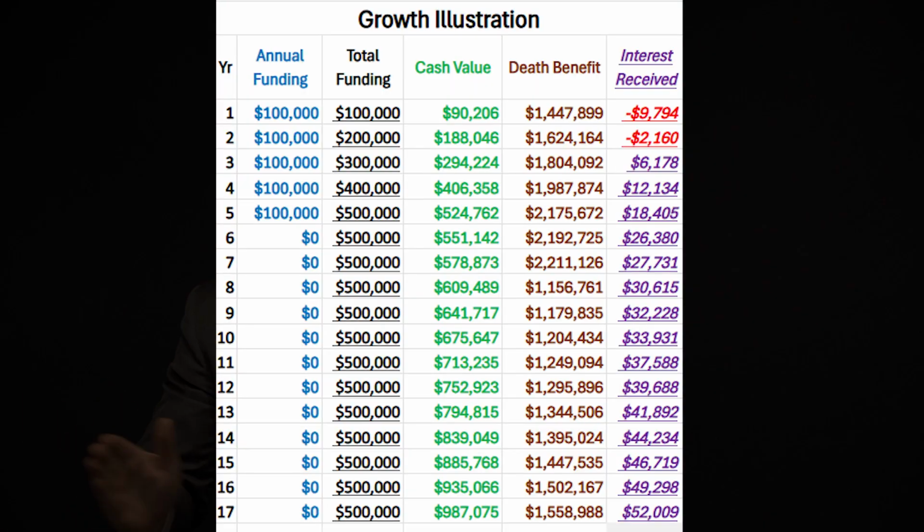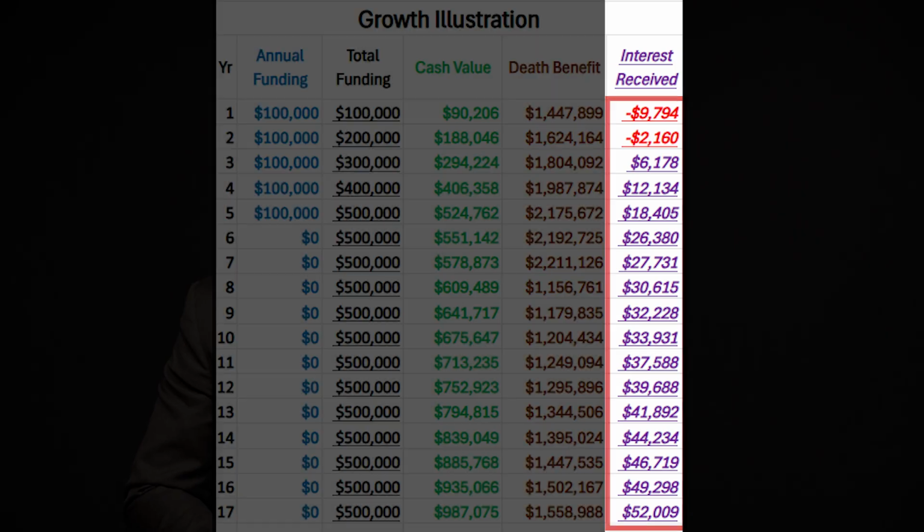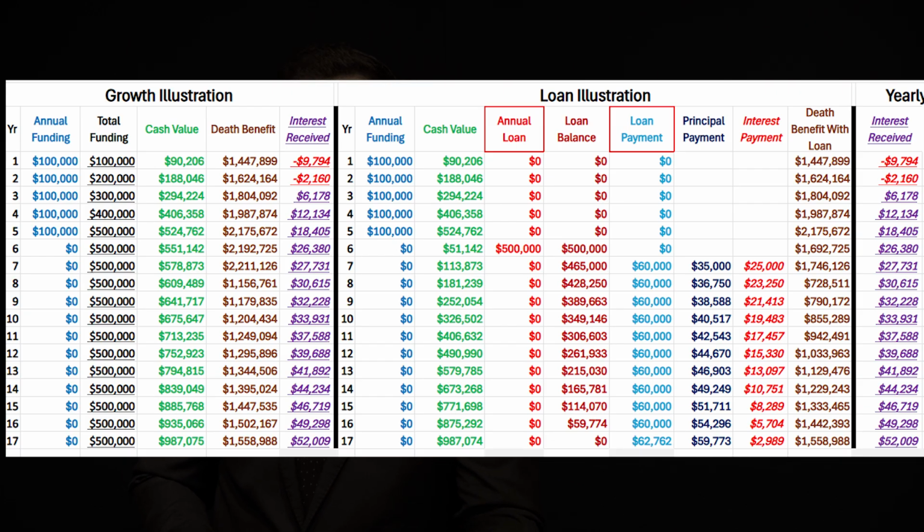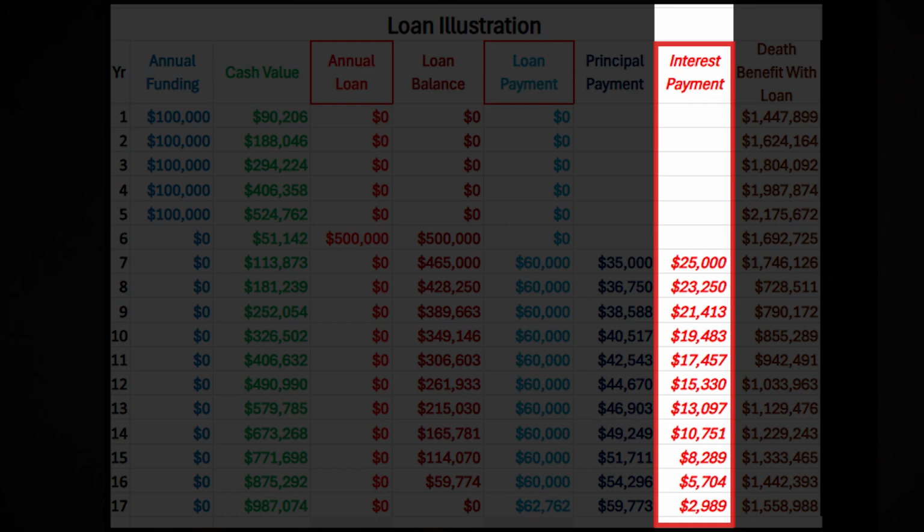Now, if you're a numbers person and say, well, I'd like to see exactly what I'm paying in loan interest and compare that with what I'm getting in interest from the insurance company, we can look at a comparison. Let's take a look. First, we see in purple, interest received. This is what you are receiving from the insurance company in total dividends and interest on a yearly basis. To the right, we see interest paid. This is what you're paying to the insurance company every year in loan interest.